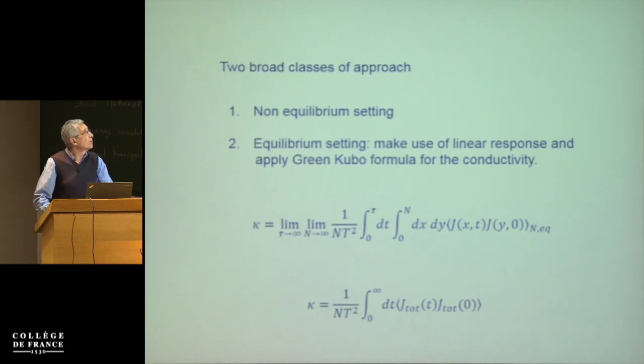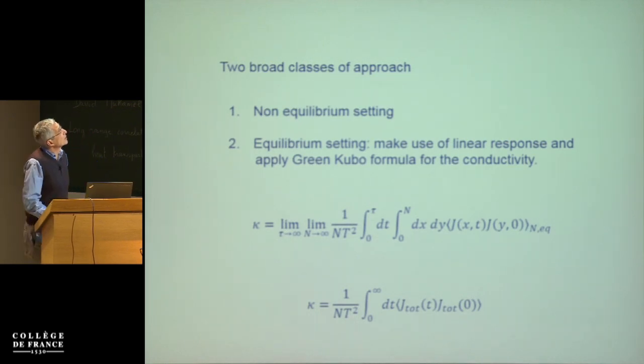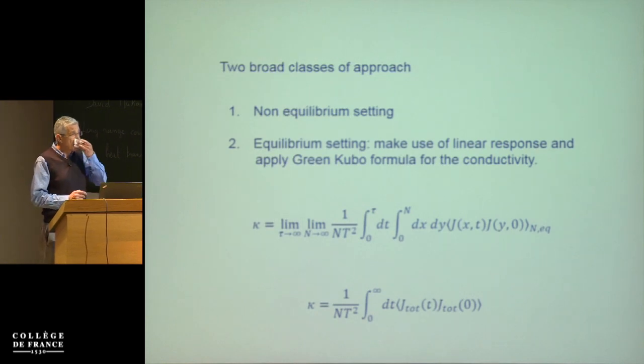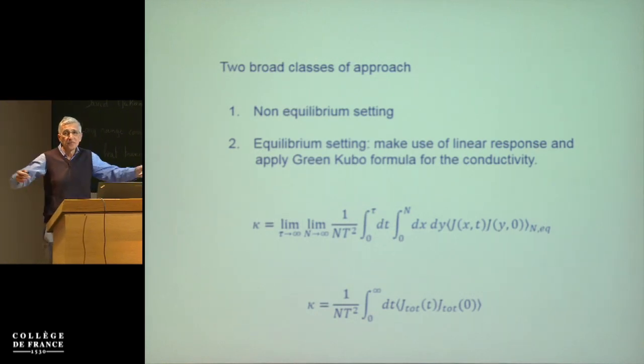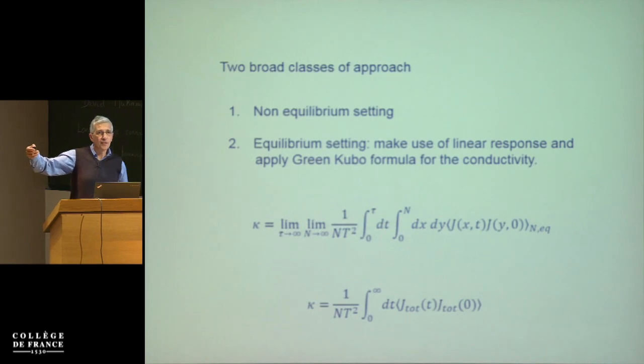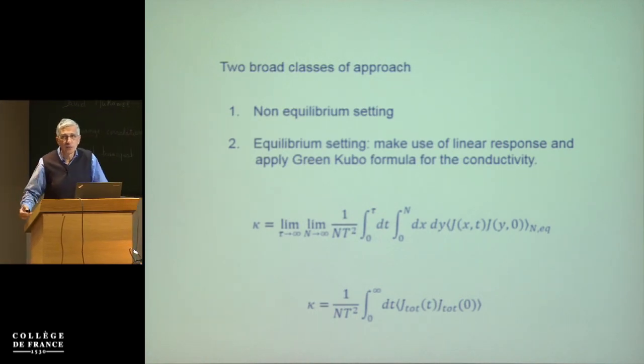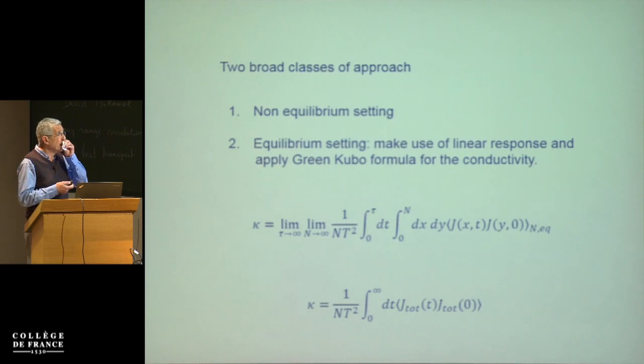Now, there are two broad classes of approach in studying these systems. One is a non-equilibrium setting. That is, you take a system, one of these models, for example, you put a temperature difference on both ends and study the steady state. And from the steady state, in principle, you can get the current and whatever. This is very difficult, and there are very few models for which this can be done, because it's a non-equilibrium steady state, and there's no general formulation for which this can be done.